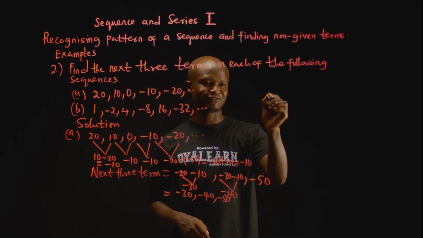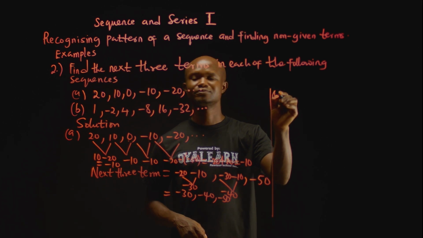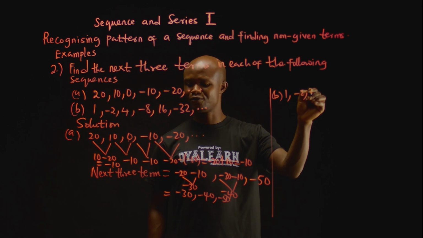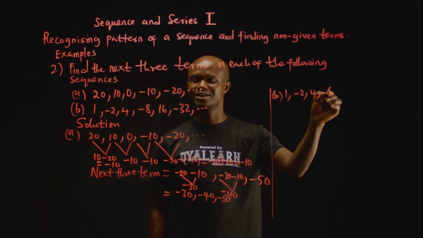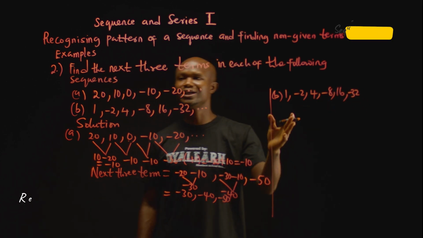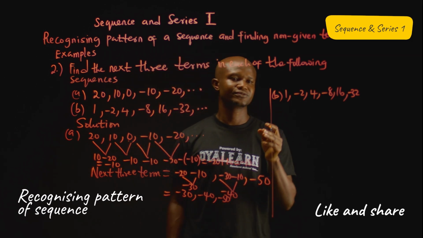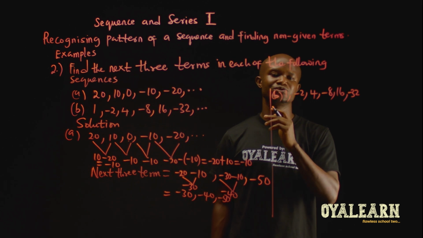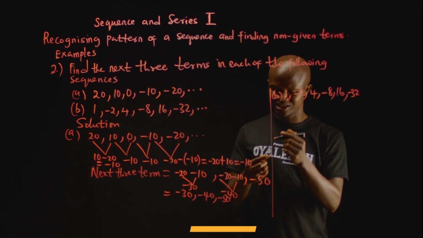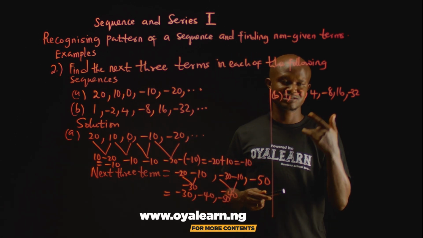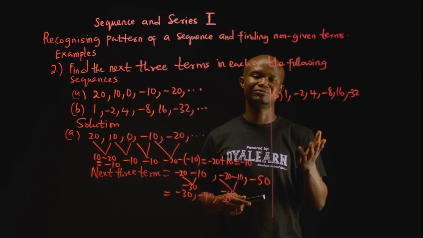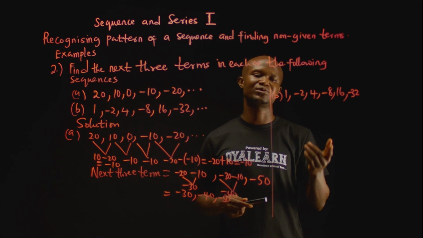So for the second one, we have B. And we have 1, minus 2, then we have 4, minus 8, 16, and minus 32. Now looking at what we have here, we can see this is 1, this is minus 2, this is 4. If you check here, you see something like a multiple, dealing with multiplying a particular term with a number to get another term.